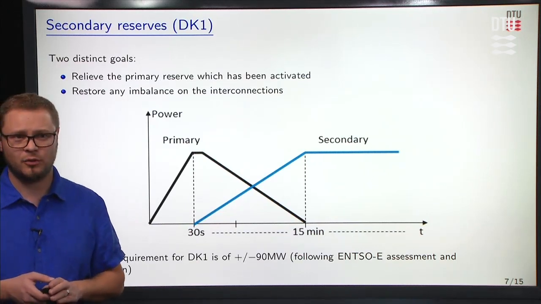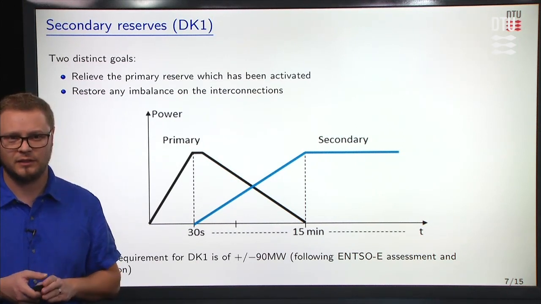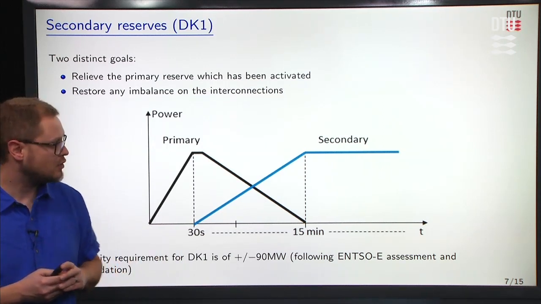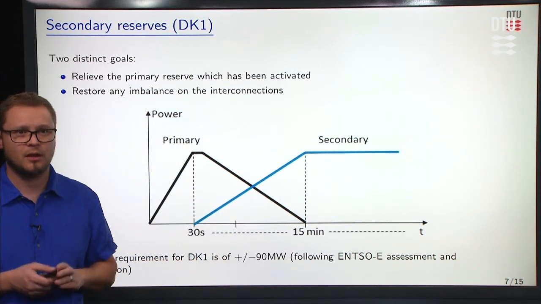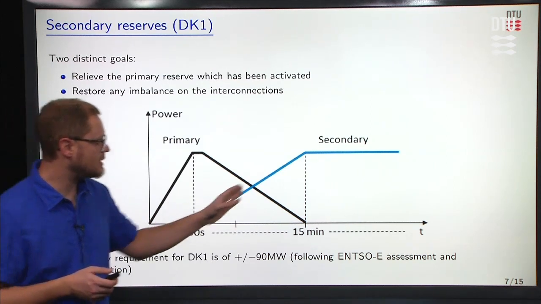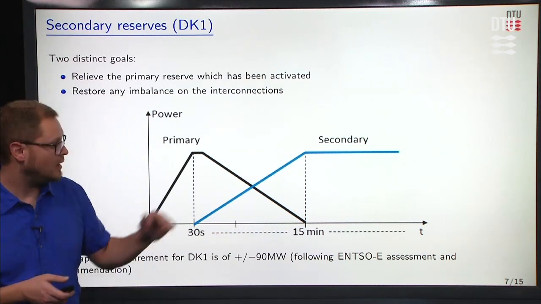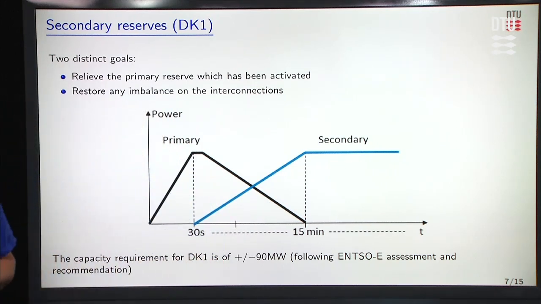Now we turn towards secondary reserves. Secondary reserves are there to relieve the primary reserve after they've been activated. Since we mentioned the timescales for primary reserves are up to 15 minutes, after that, secondary reserve are taking over. This means in practice also some prior requirement is that this secondary reserve have to be able to pick up, you could say, within 15 minutes and then to hold afterwards. For DK1, we have a capacity requirement for secondary reserve of plus or minus megawatt of capacity, which is going to be procured in the way we'll describe in the next slide.